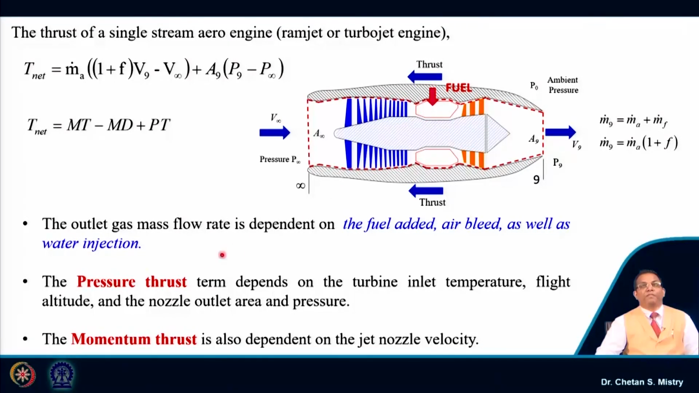At the same time, we are having the water injection. This water injection has a purpose. So, we will be discussing today what the use of this water injection is. Now, my pressure thrust mainly depends on the turbine entry temperature, flight altitude, and what my area and pressure will be. This momentum thrust we are discussing is a function of my nozzle jet velocity.